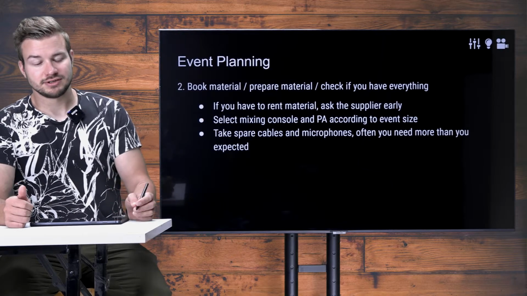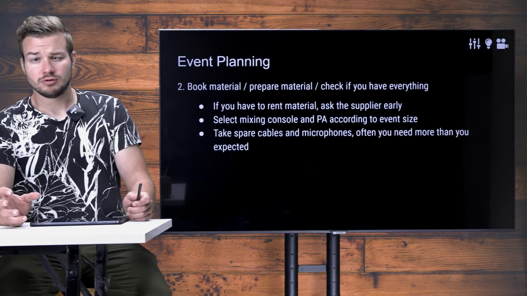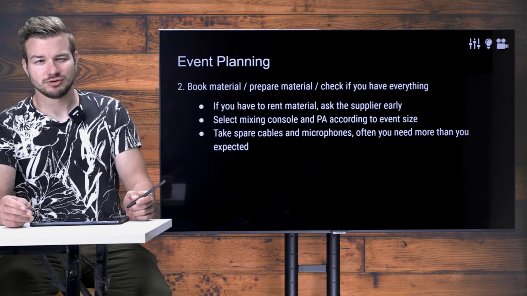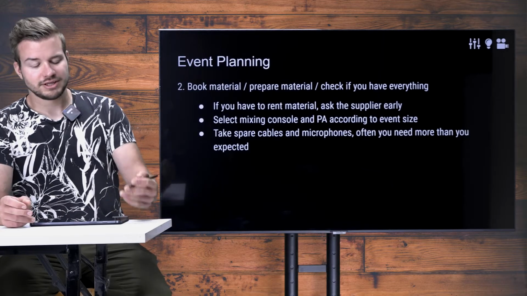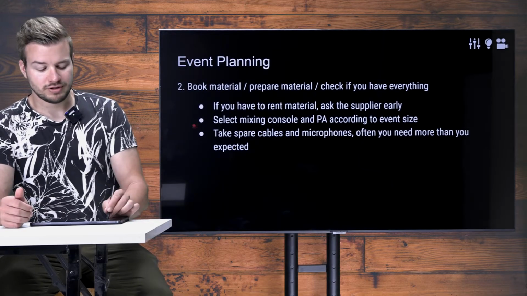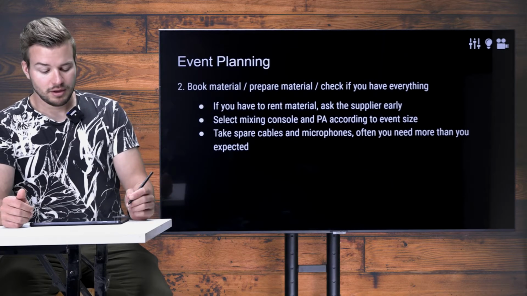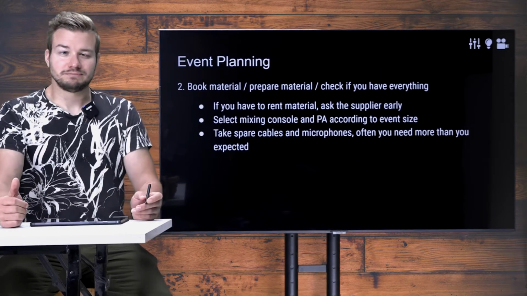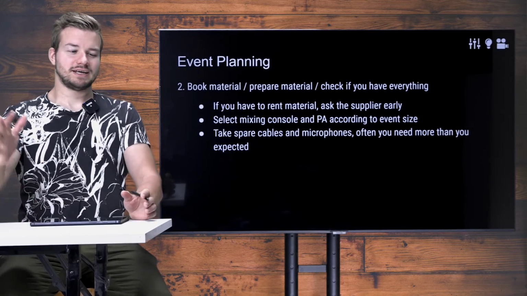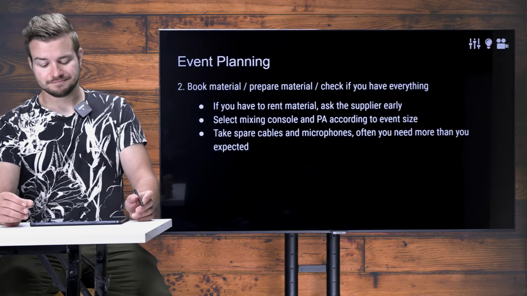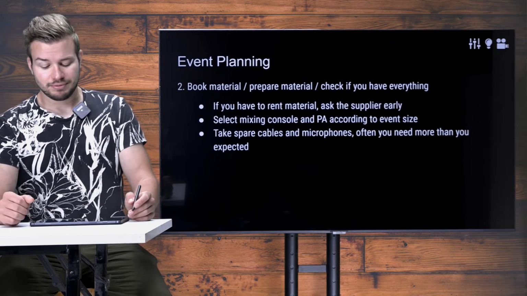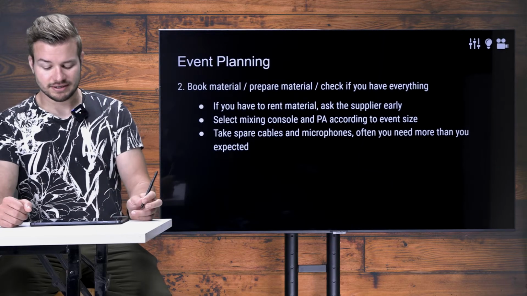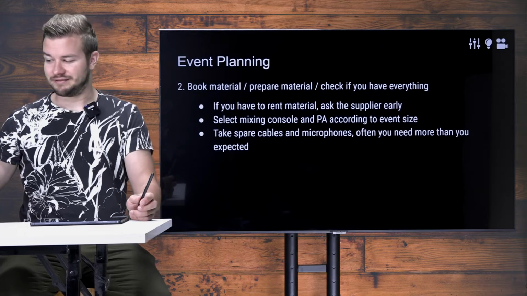Also regarding the mixing console and the PA, always know what size of congregation you have and what room it is to define exactly what PA and what console you need. So all of the information you basically got in step 1 helps you to define mixing console and PA. Also take spare cables and spare microphones with you. I often experience that suddenly at the event I had to set up more, I needed more microphones or more cables than planned, so always calculate some spare cables and spare microphones in. You might need it at the event.